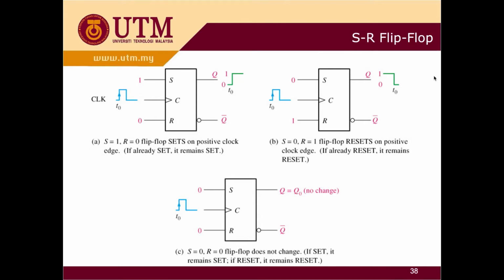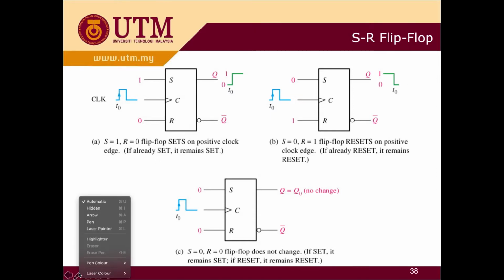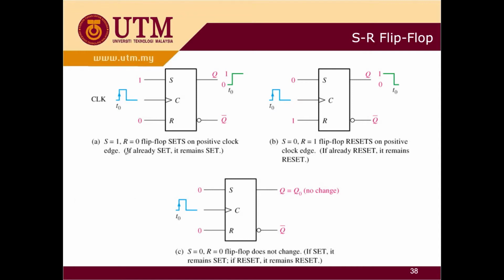This is under our SR flip-flop. For the SR flip-flop, you can see this one. Wait, I changed the pane. So you have S equals 1, R equals 0: the flip-flop is set on the positive clock edge. If already set, it remains set. It's similar to what happened in the example also.